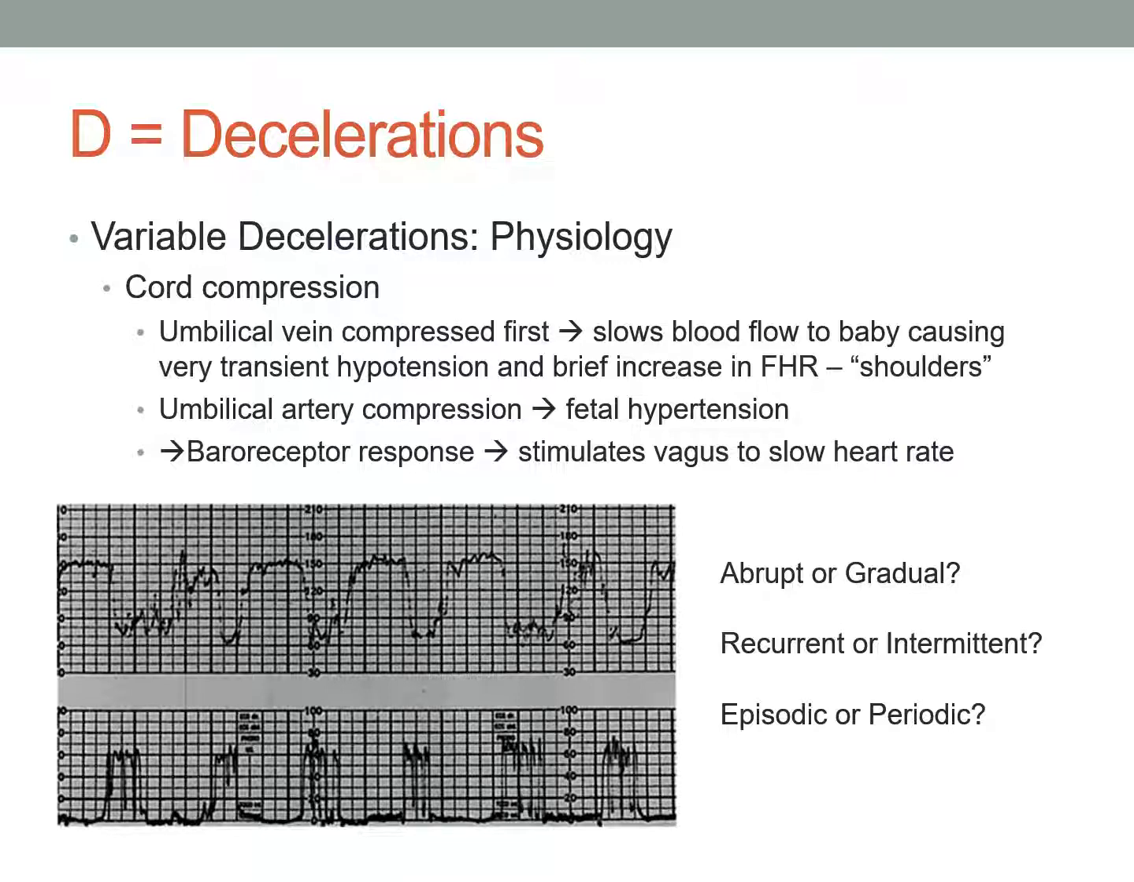So answers would be, it is abrupt. The onset to nadir is less than 30 seconds. In most cases, this is occurring from here to here. So that looks like a span of about only 10 to 15 seconds. They are recurrent. They're obviously present with more than half of the contractions. And then they are periodic, occurring in association with contractions rather than episodic, occurring whenever they want to.